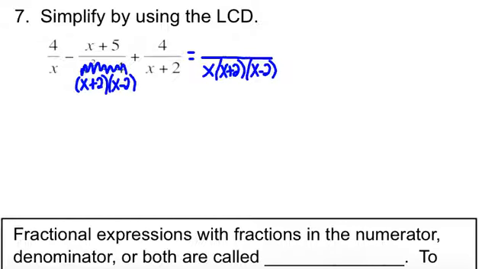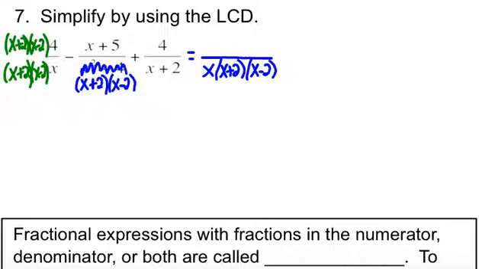Okay, so now we need to go through and look at each of these and say, if this is what we want for our common denominator, what are we missing? So for example, this first fraction, 4 over x, right now the denominator is just x. We want x, x plus 2, x minus 2. So we need to multiply this denominator by this stuff, which means we'll also need to multiply the numerator by the stuff that it's missing.